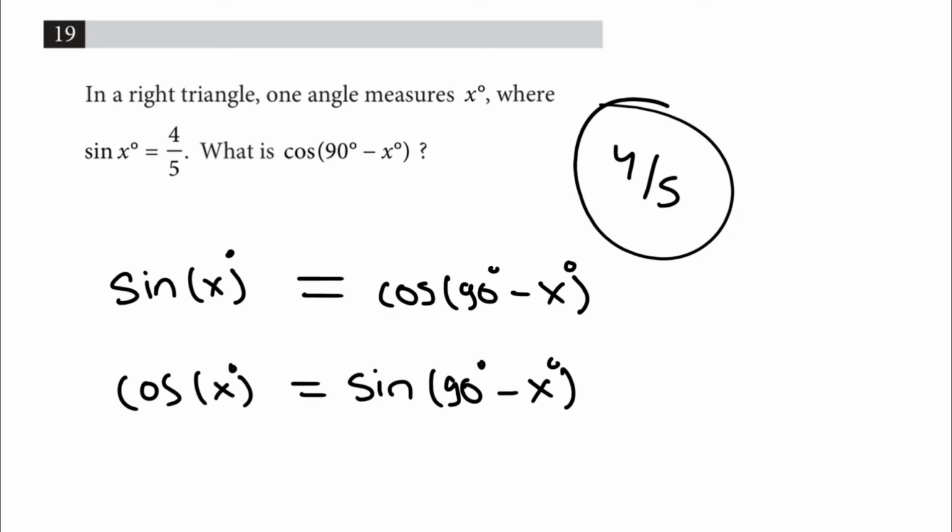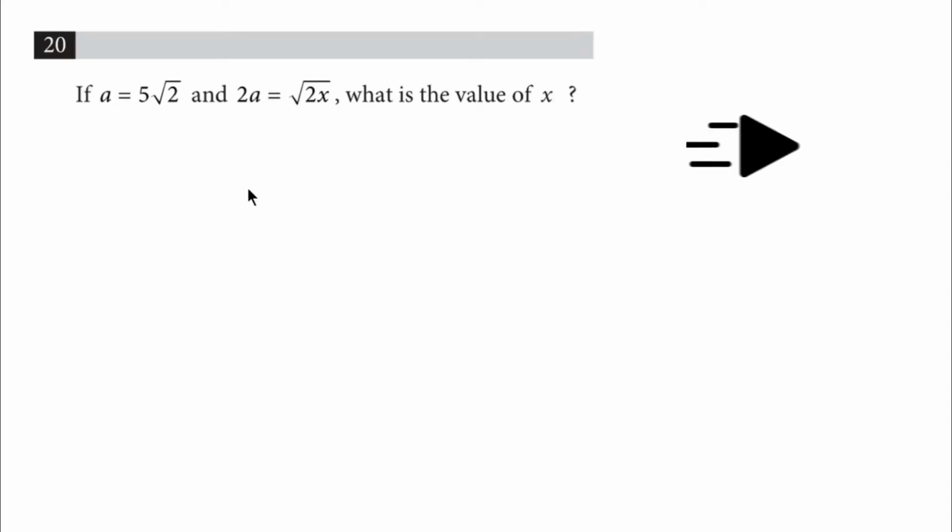Now let's move on to the next problem. If a is equal to 5 root 2 and 2a is equal to root 2 times x, what is the value of x? Guys, let's multiply a by 2 on the left expression right here. So 2a is equal to 2 times 5 times root 2.